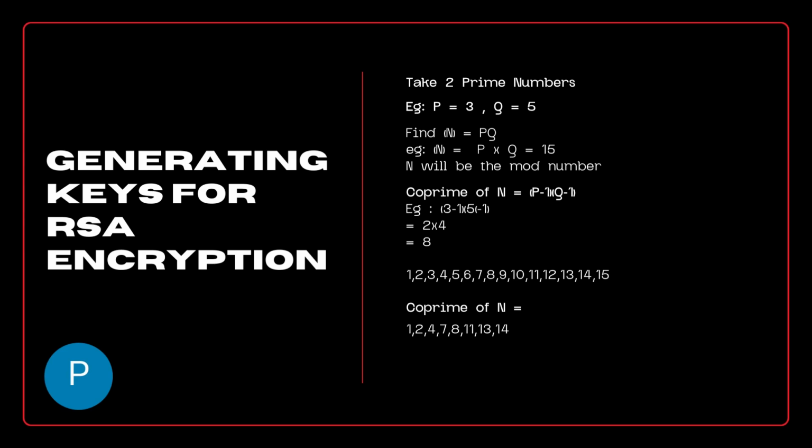Next, we need to find the coprime count of n. So we will be using the formula (p minus 1) times (q minus 1). When we calculate, we will get 2 times 4, which equals 8. So the coprime count of n is 8. To double check the number 8, we need to list the numbers from 1 until 15 and see which cannot be divided by 3 and 5. After we do that, we get the coprimes of n: 1, 2, 4, 7, 8, 11, 13, and 14, and the total number of those is 8.